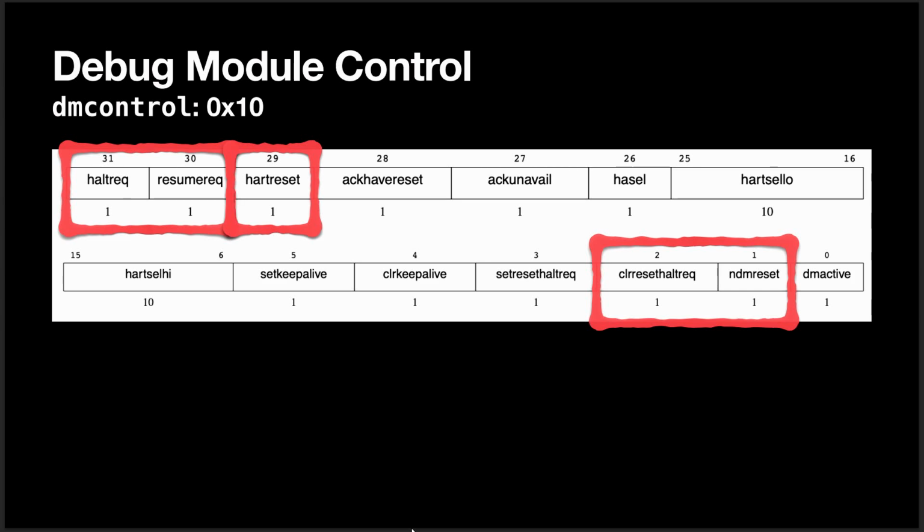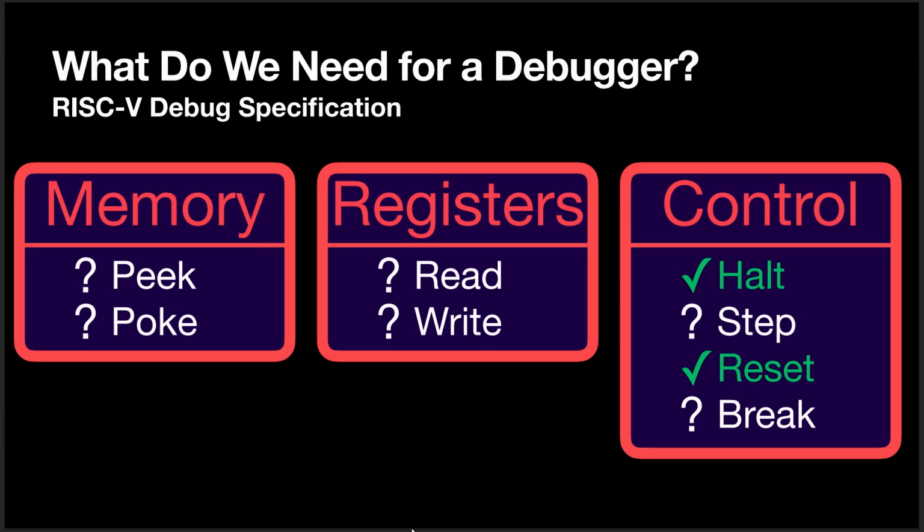And this lets you halt and resume the core, reset the core, which they call a hardware thread, and it lets you undo that reset. So here, very quickly, we actually have 2 out of 8 things we need for a debugger. That's a pretty good start.